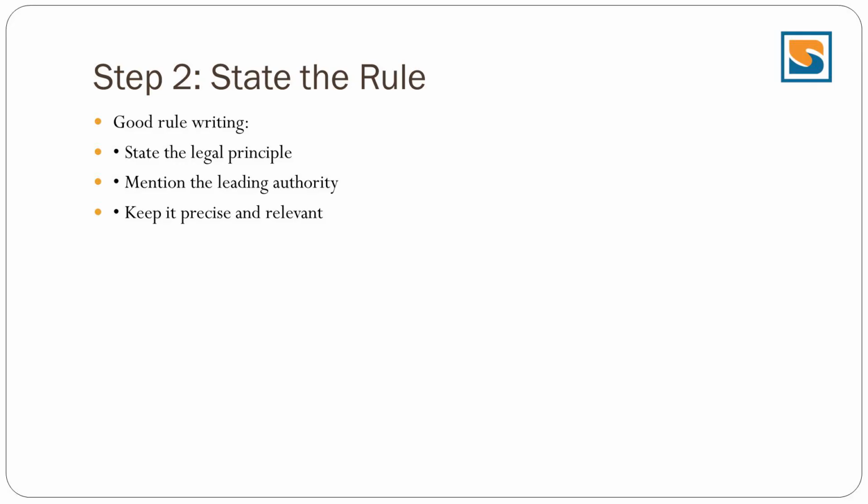After identifying the issue, state the legal rule clearly. Avoid vague statements such as "an offer is needed." Instead, explain the rule in proper legal language. For example, you might say that an offer is a clear expression of willingness to be bound on certain terms once accepted. Then support that proposition with authority. The rule section should be short, accurate, and directly relevant to the issue you are discussing.